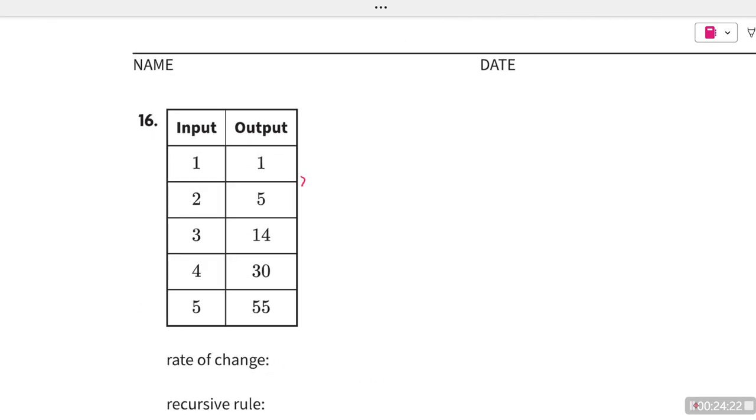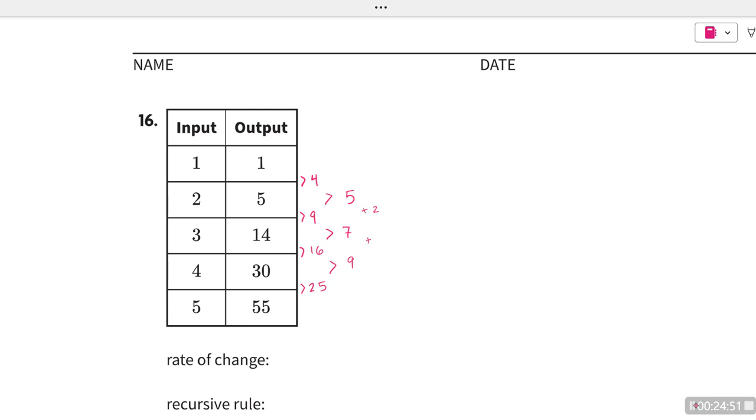So here our first difference is adding 4, then 5 to 14, that's a difference of 9. 14 to 30 is a difference of 16. This is a difference of 25, so definitely not linear here. Let's look at these differences here. 4 to 9 is a difference of 5. 9 to 16 is a difference of 7. And then 16 to 25, that's a difference of 9.